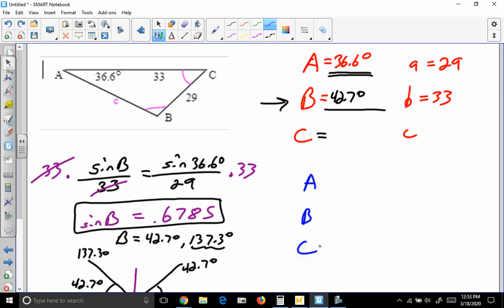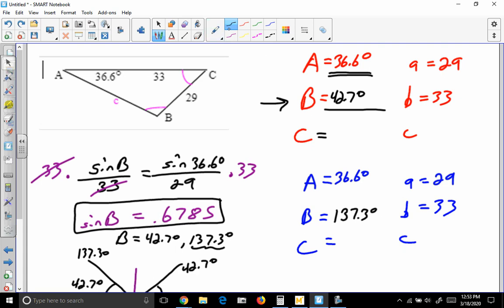So I'm going to write a second set of solutions here, and some things are not going to change. A was given to us, little a was given to us, little b was given to us. So one solution, angle B is 42.7. The other solution, angle B is 137.3. So let's solve the first case.